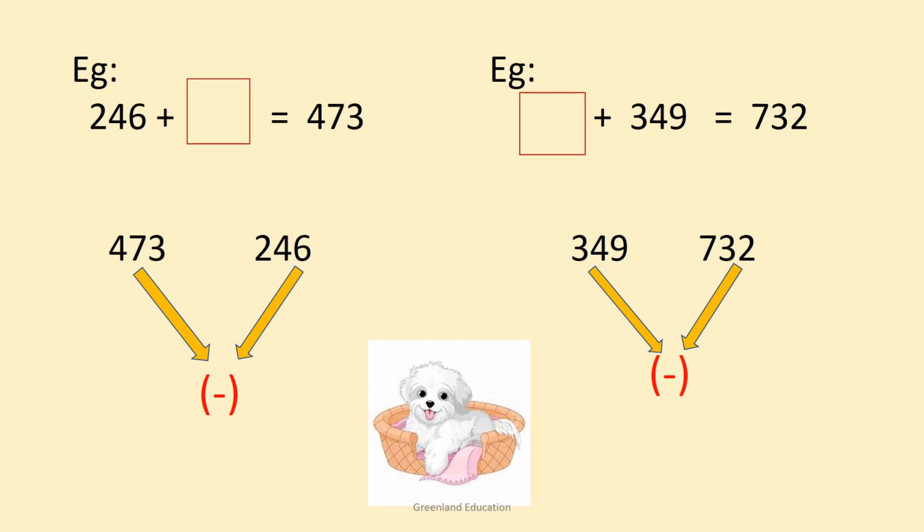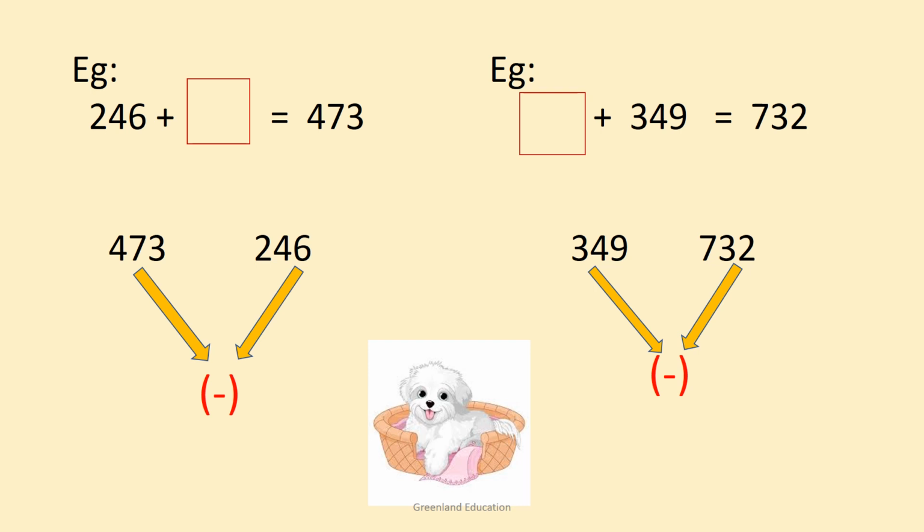Before we move on to the fourth question, we will discuss these two examples. 246 plus a number equals 473. You should find the missing number. How do you find the missing number? You should subtract 246 from 473. Always when you are subtracting, you have to subtract the smaller number from the bigger number.